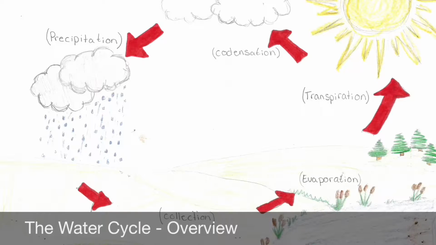The movement of water around our planet consists of four main steps. The first is evaporation and transpiration. The second is condensation. The third, precipitation. And the fourth and final step is collection as well as groundwater.